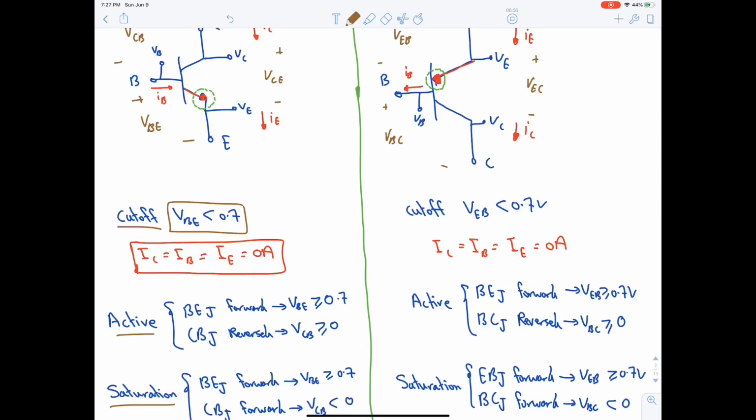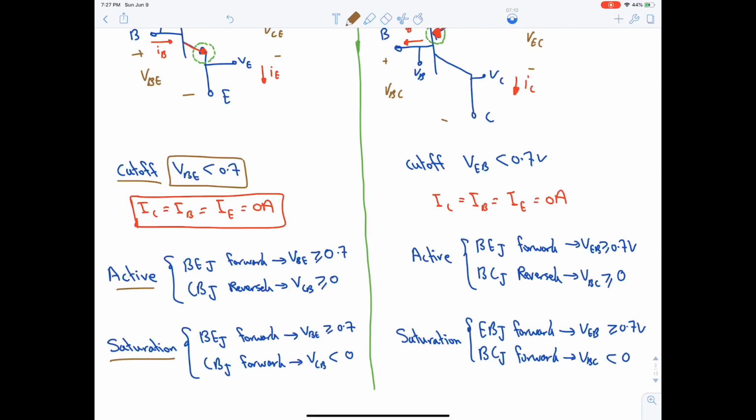Now, if VBE is less than 0.7, this means we are in cutoff. Hence, all the currents will be equal to 0 ampere. There's no current flowing through the entire transistor. Now, in active and saturation, VBE is greater than or equal to 0.7, which is the reverse of this one, which makes sense.